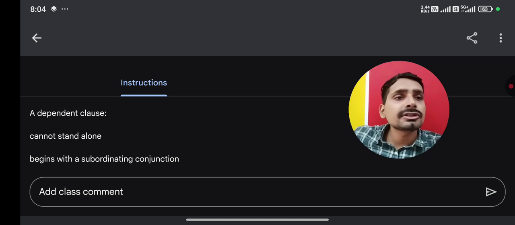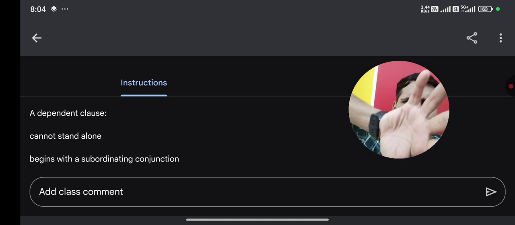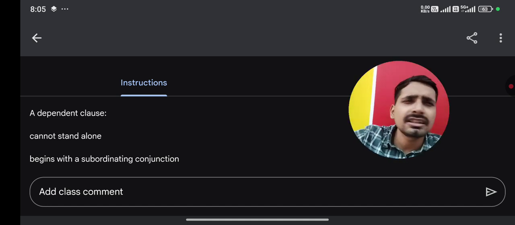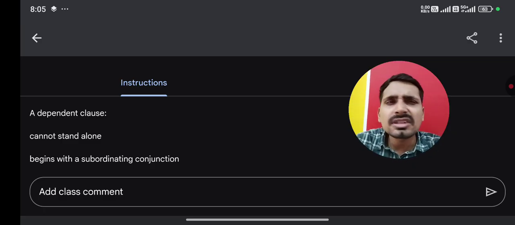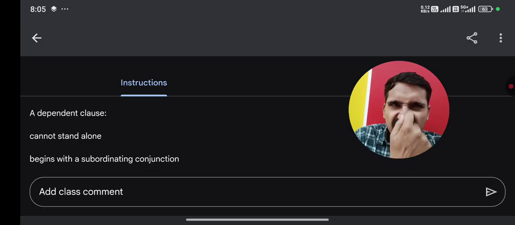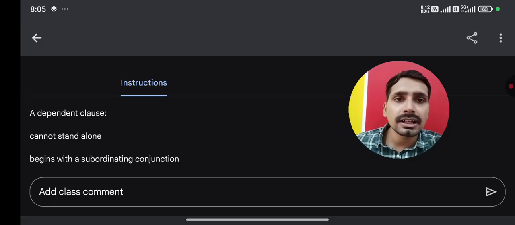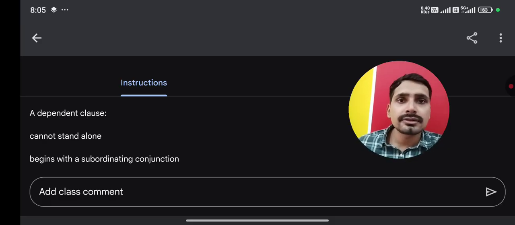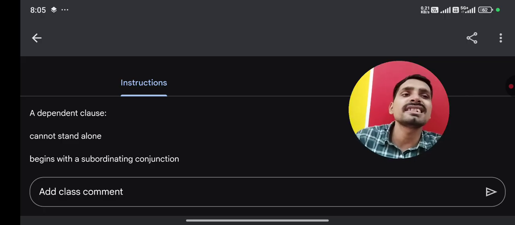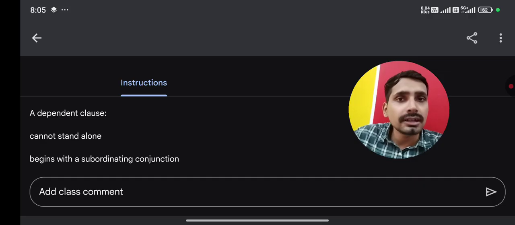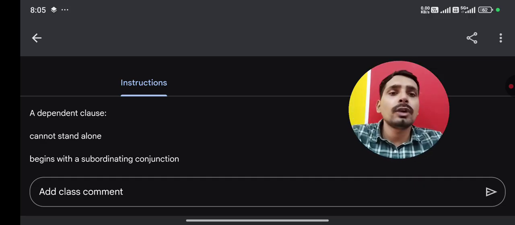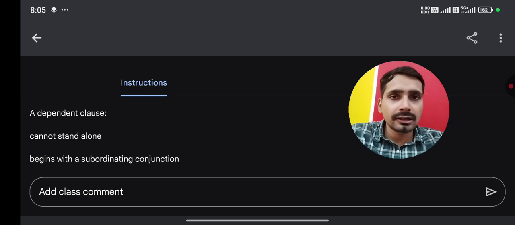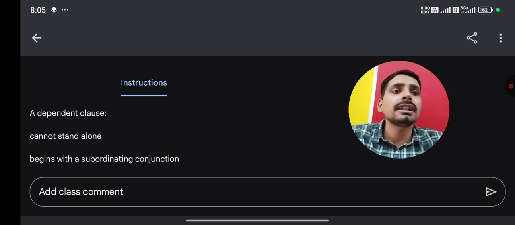Next, what is a dependent clause? A dependent clause cannot stand alone in a sentence. If you keep a dependent clause separate from the main clause, it does not stand alone as a perfect sentence. Why? Because maybe there is no subject. Maybe the word that starts it is not a coordinating conjunction. So that is why it is a dependent clause. The name itself suggests it is dependent on something. What is it dependent on? The main clause, which is the independent clause. So a dependent clause we have. Also, there is one more special thing in a dependent clause, that it begins with a subordinating conjunction.